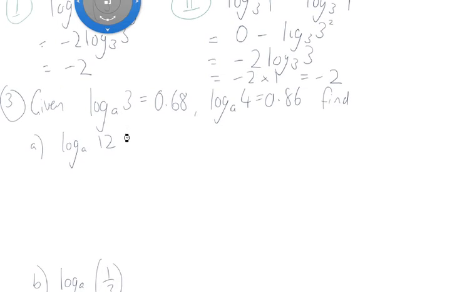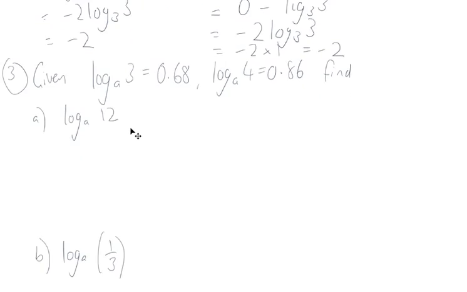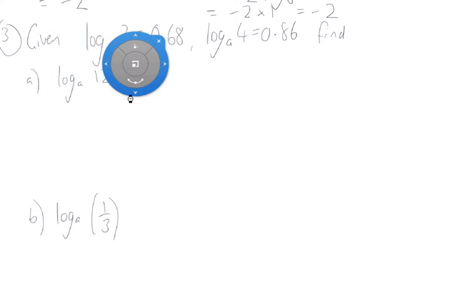Looking at question 3 here. Log base a of 3 is 0.68. Log base a of 4 is 0.86. Find log base a of 12. Okay. So I now need to get this 12 in terms of 3 and in terms of 4. 12 is 3 times 4. Kind of got lucky there.